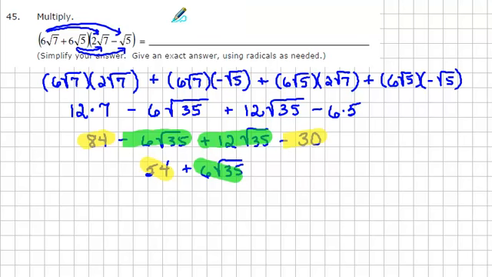So the end result is that 6 square root of 7 plus 6 square root of 5 multiplied by the factor 2 square root of 7 minus the square root of 5 is 54 plus 6 square root of 35.